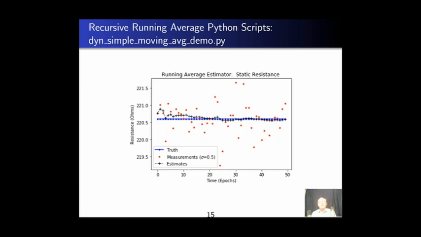If you recall from the previous video, we were looking at a running average estimator in a situation where we have a resistor which is not changing with time, and so it's a static resistance, and we're just computing the running average. The truth is shown in blue there. The measurements are the red dots. It's basically the truth plus the measurement noise on top of that. And then the estimator is just averaging all the data points that we have. So we start with one data point and then go all the way to 50 data points. And you can see that the running average eventually gets pretty close to the truth.